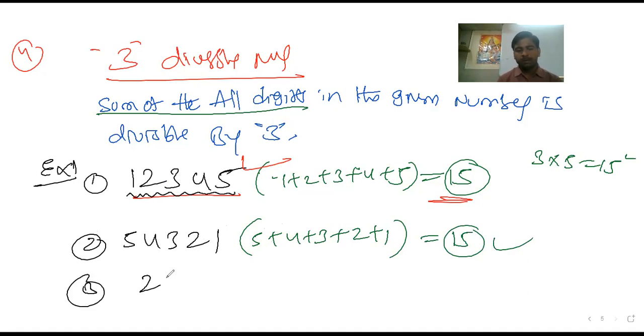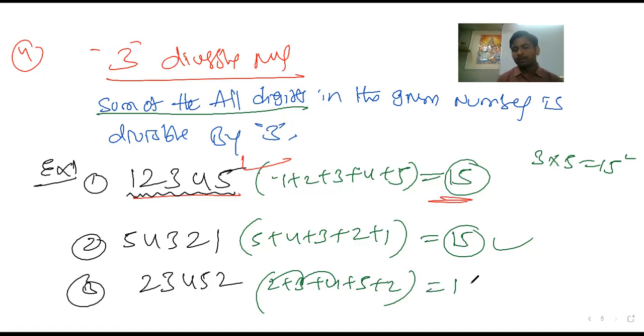To understand more, take a third one: 23452. According to the condition, 2 plus 3 plus 4 plus 5 plus 2. 2 and 3 are 5, 5 and 4 are 9, 9 plus 5 is 14, plus 2 is 16. 16 is not divisible by 3. Therefore, the total number is not divisible by 3.